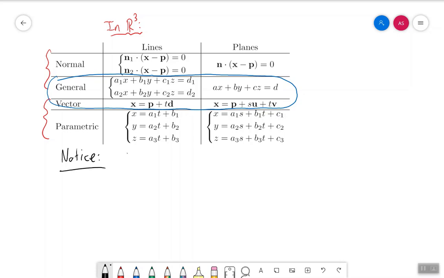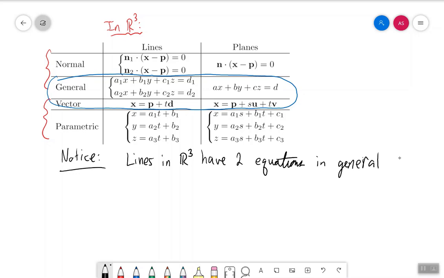The lines in R3 have two equations in general form and one parameter in vector form.